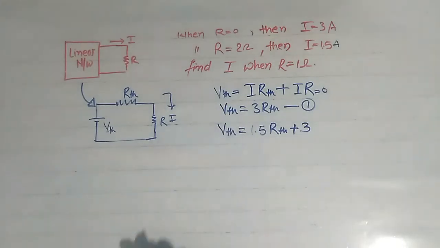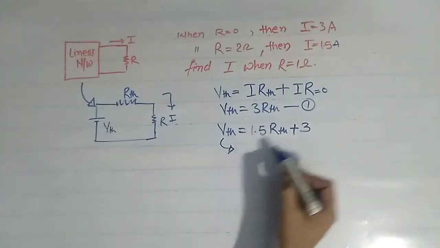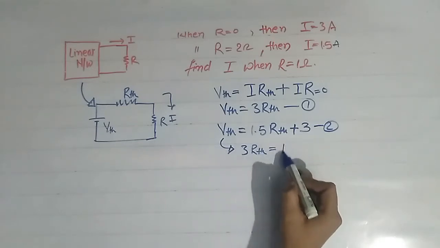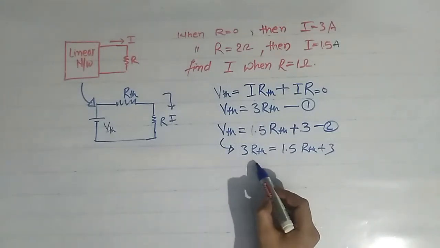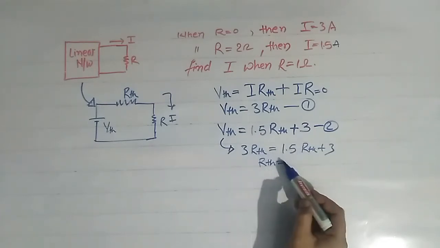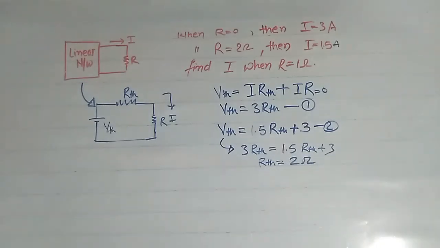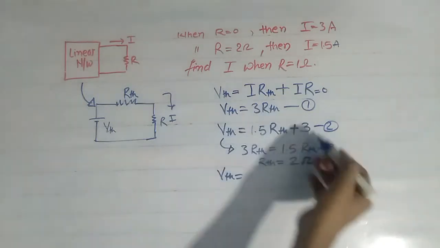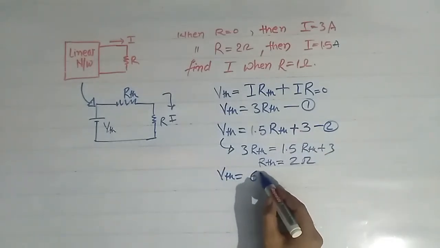Now from this, if we replace VTH by 3 RTH using first, then we can write 3 RTH is equal to 1.5 RTH plus 3. So simply we get RTH is equal to 2 ohm. Now what is VTH? VTH is equal to 3 RTH and RTH is 2 ohm. That's why we get VTH is equal to 6 volt.